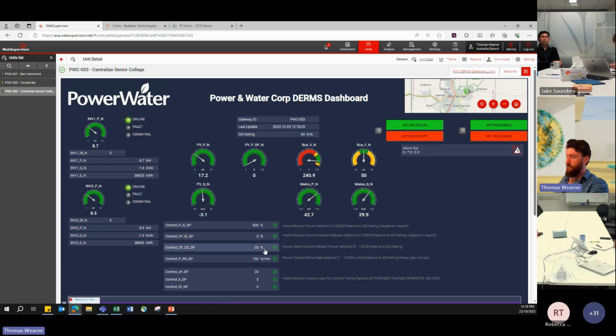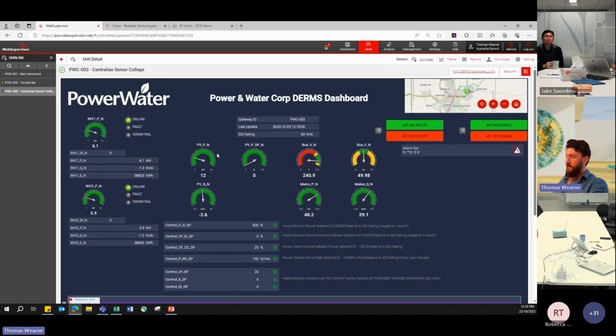If it loses its connection to its meter and no longer knows if it's exporting, we're asking it to go to a 25% power point. And then we've got here the ramp rate to specify how quickly any of this can happen, which is currently set at 150% per minute, so relatively fast.